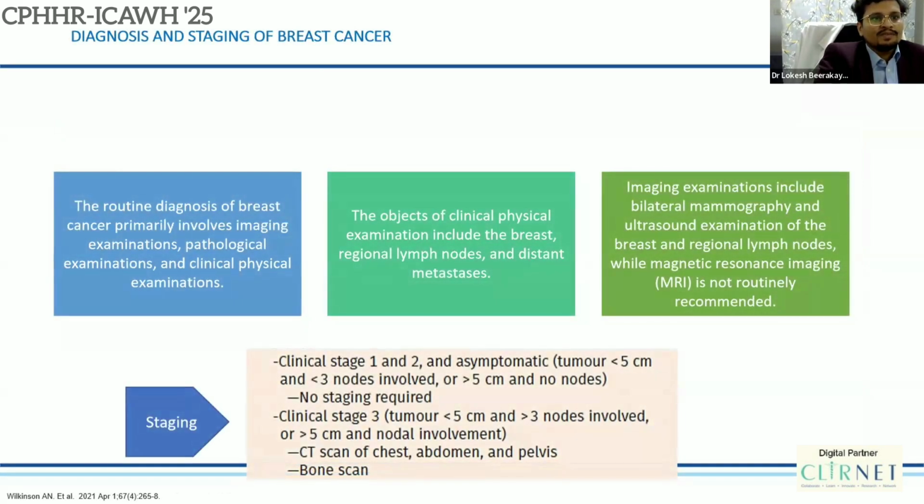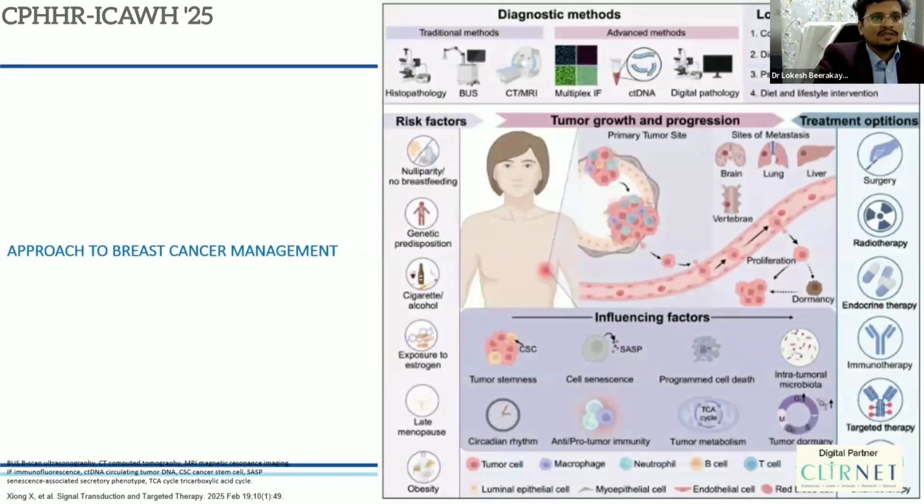So this is the routine diagnosis of breast cancer involving the imaging, then pathological examination, and the clinical and physical examinations. Then, of course, we go to the respective investigations or diagnostics. Then we stage the cancer, and depending upon the stage of cancer, decide the treatment. So this is the approach to breast cancer management. We can see the risk factors: nulliparity, genetic predisposition, cigarette or alcohol, exposure to estrogen, late menopause, and obesity.